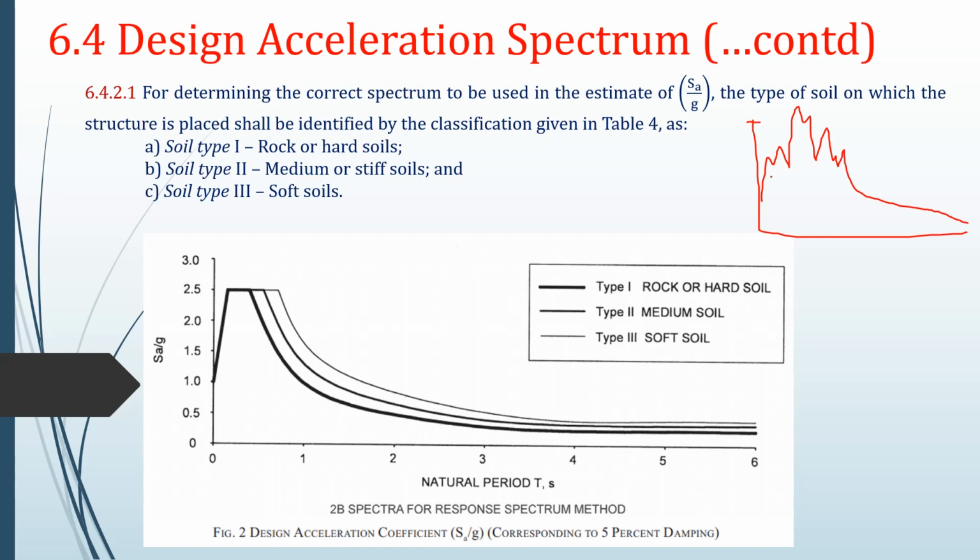There are many spikes like this, and from these spikes you have to calculate the maximum response by finding the peak of the response spectrum. These spikes are for a particular ground motion, a particular earthquake that has occurred in the past. Now, for the design of new structures, the response spectrum for a ground motion during a past earthquake is inappropriate. You cannot design a structure based on the response spectrum of a past earthquake.